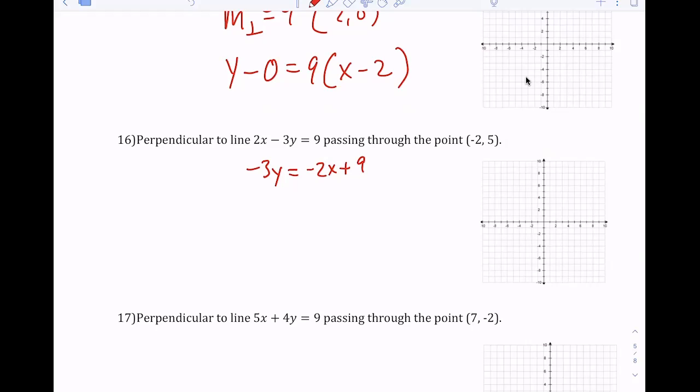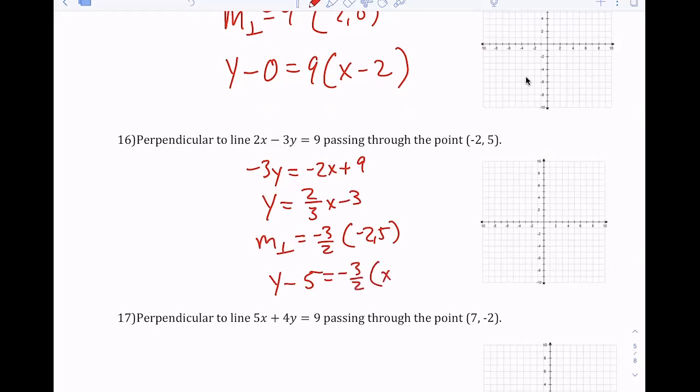Well, divide by 3, so it's y equals 2/3 x minus 3. So what's the slope of the perpendicular? -3/2. Through what point? -2/5. Tell me the answer. y minus 5 equals -3/2 times x plus 2. Look, if you know what you're doing, it's less than a minute. I think that's pretty easy. It's the same thing over and over and over.